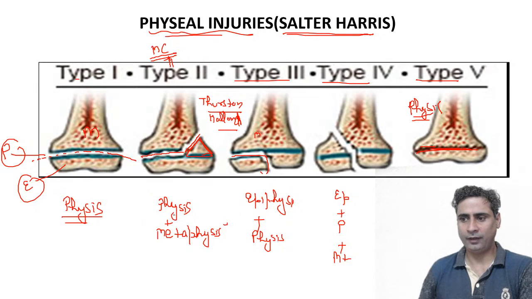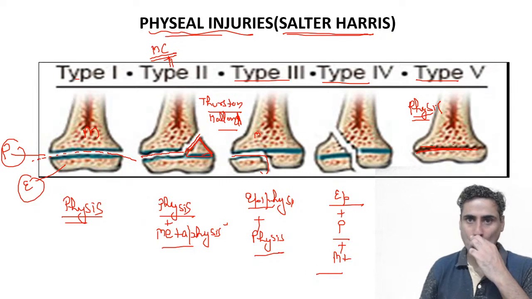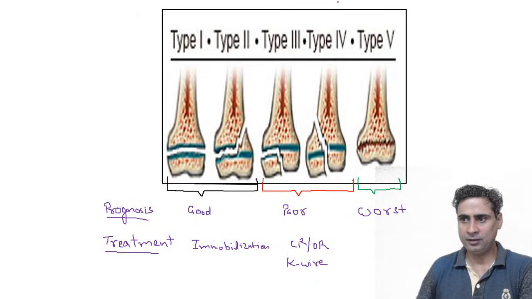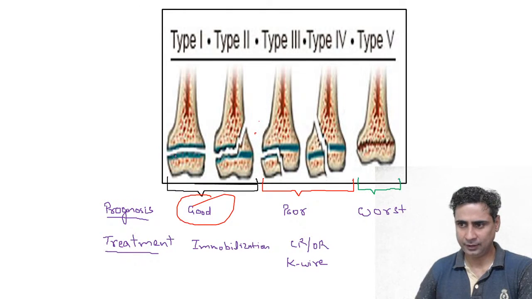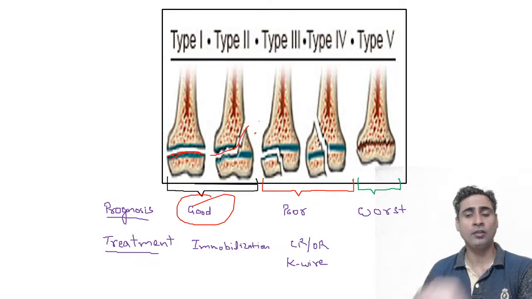So type 1 only physis, type 2 physis along with metaphysis, type 3 physis along with epiphysis, type 4 all three, and type 5 severe crushing of physis. Now type 1 and type 2 injuries have good prognosis because on the epiphyseal side of the cartilage there is no damage. There is damage from the other side, and this epiphyseal side of cartilage has the resting zone or quiescent zone from where there is proliferation of cartilage which can lead to regeneration of cartilage. So that is why type 1 and type 2 have good prognosis.